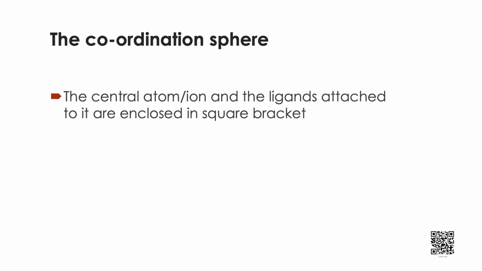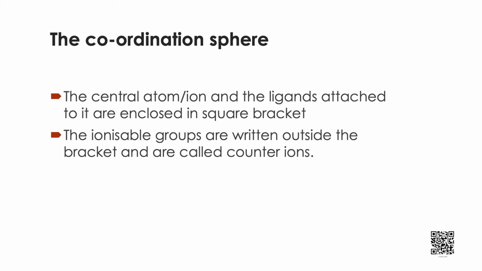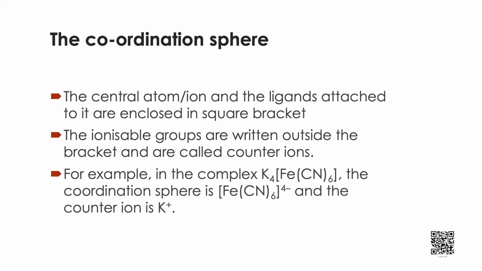The central atom or ion and the ligands attached to it are enclosed in square brackets and are collectively termed the coordination sphere. The ionizable groups are written outside the bracket and are called counter ions. For example, in the complex potassium ferrocyanide, the coordination sphere is the ferrocyanide ion and the counter ion is potassium ion.